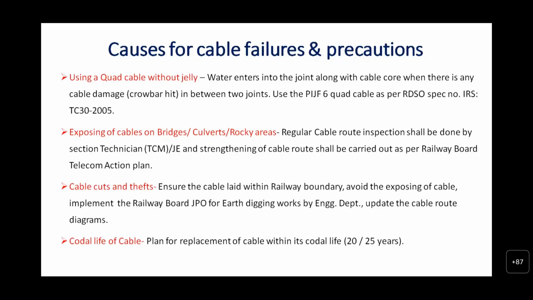Cable cuts and thefts. Ensure the cable is laid within the railway boundary. Avoid exposing of cable. Implement the railway board JPO for earth digging works by the engineering department. Update the cable route diagrams. These practices should be scrupulously adopted. The codal life of the quad cable is 20 to 25 years.